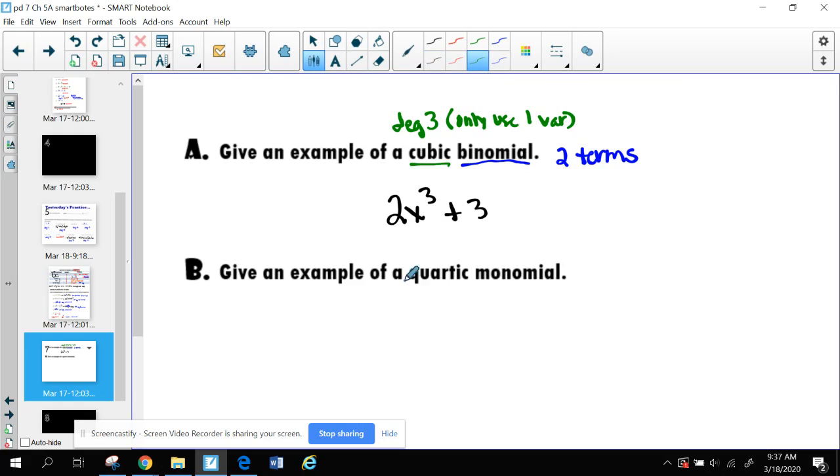Okay, here's another one. Quartic. Quartic actually means degree 4, and monomial means 1 term. So I won't test you on quartic. It's not on our sheet and our table at the top of the page. But quartic does mean degree 4 and a monomial is 1 term. So this could be something as simple as x to the 4th or any other variable that you would want to use. Okay. All right.